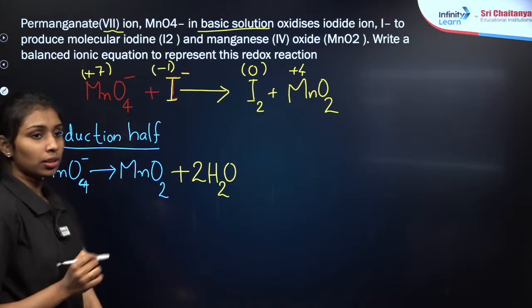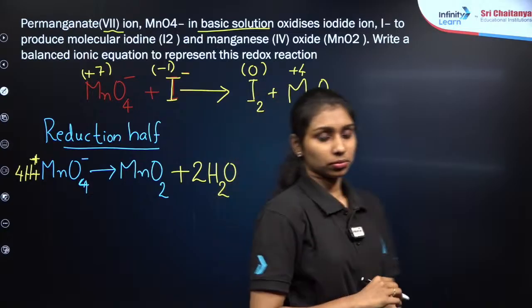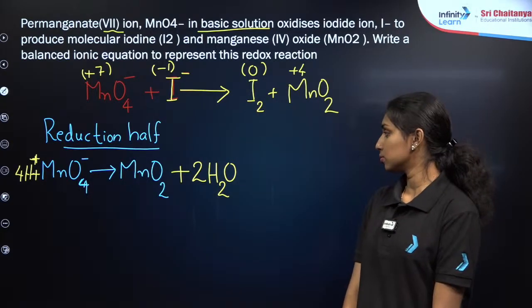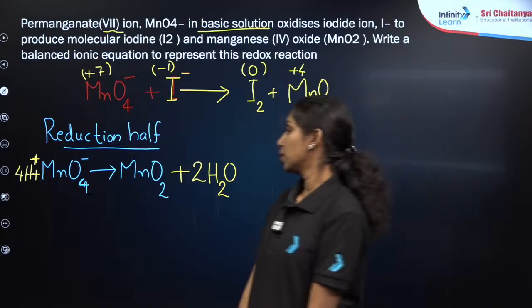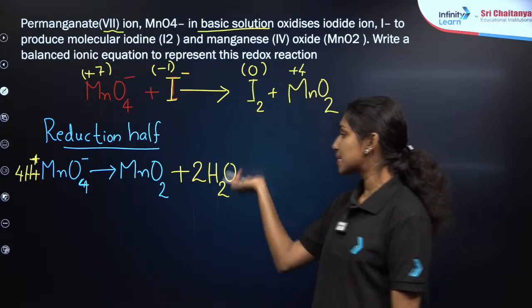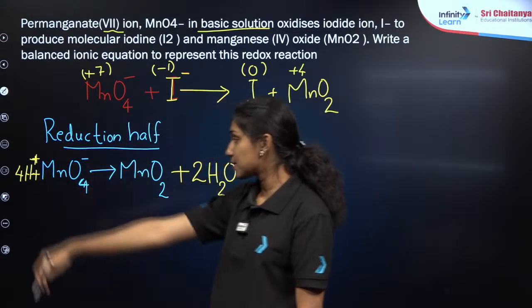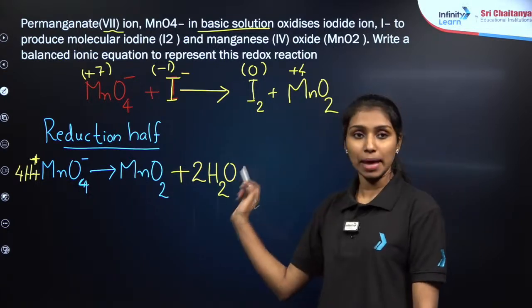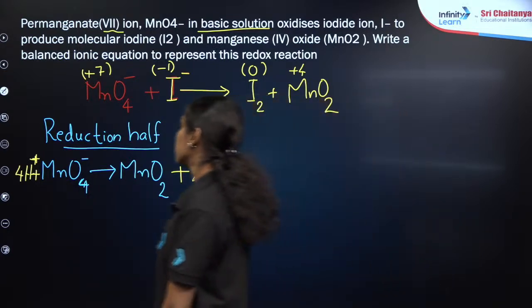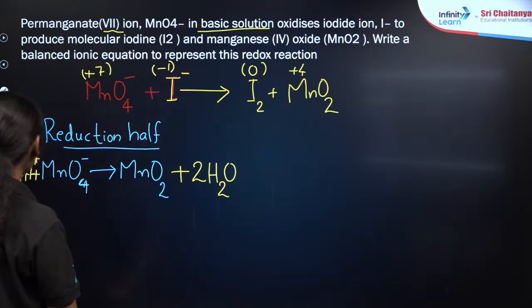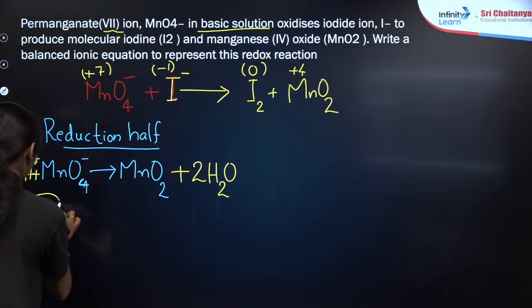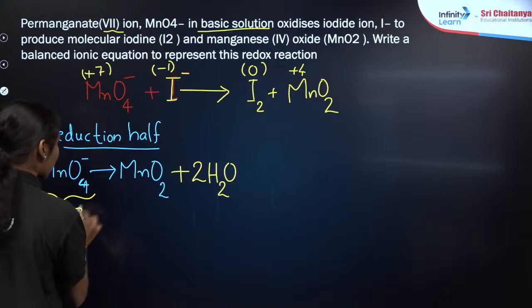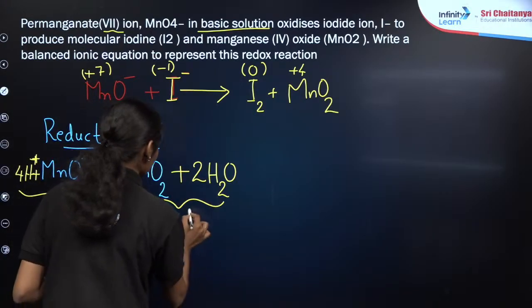Is there any doubt? In order to balance the hydrogen atoms, I am adding 4 H plus ions to the reactant side. So far, all the atoms including manganese, oxygen and hydrogen are balanced. Now, what do you have to do? You have to balance the charge, right? Here it is 4 minus 1, that is plus 3. Then what about here? It is only 0, right?